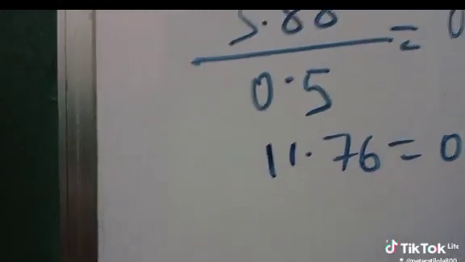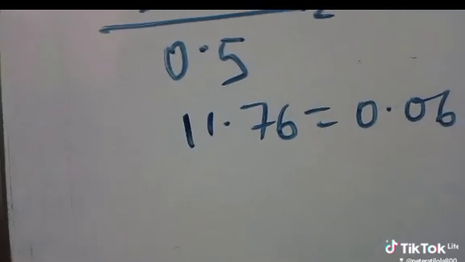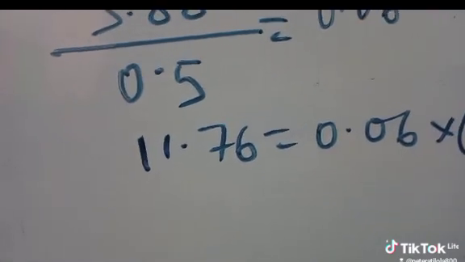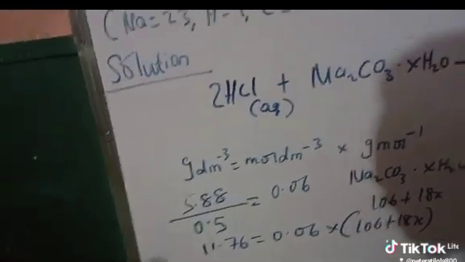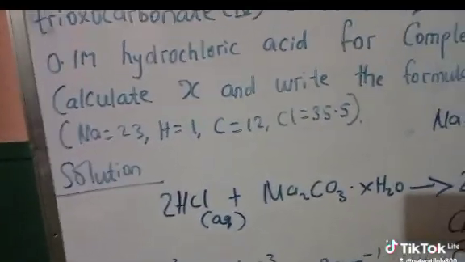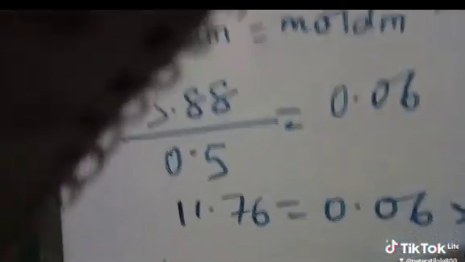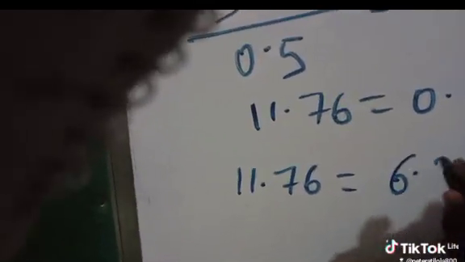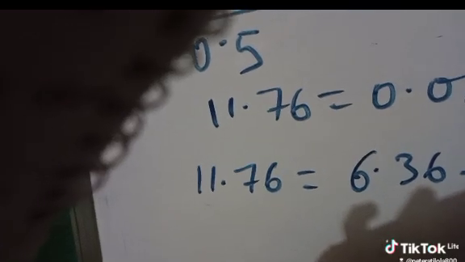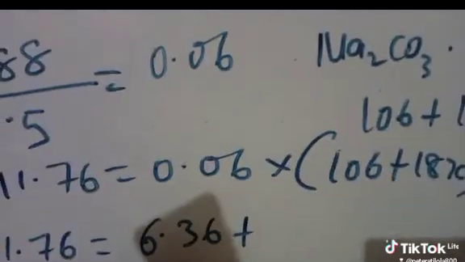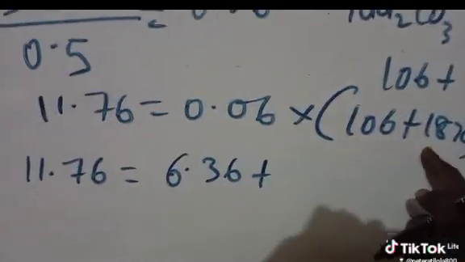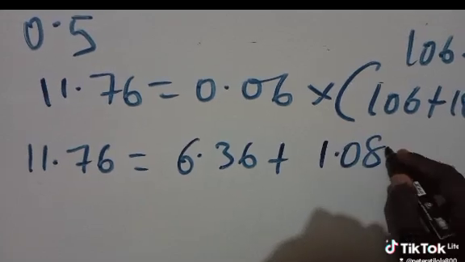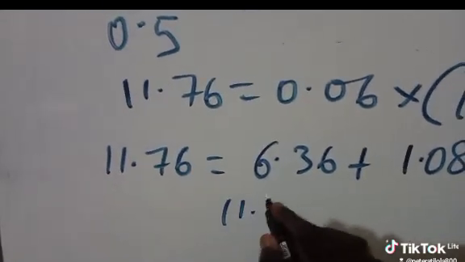11.76 is equal to 0.06 times, open bracket, 106 plus 18x. So open the bracket: 11.76 is equal to 0.06 times 106, that gives us 6.36, plus 0.06 times 18x. That gives us 1.08x.